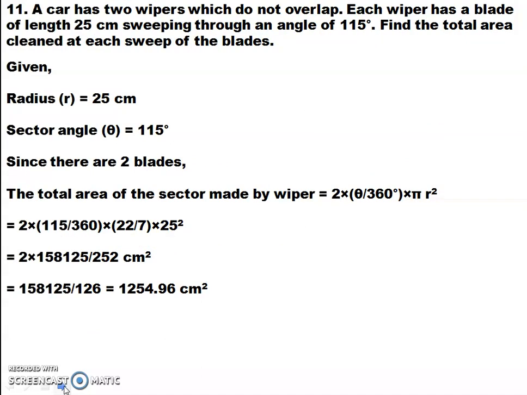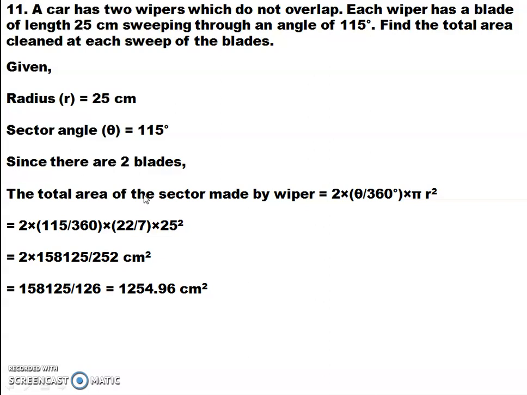Next question. A car has two wipers which do not overlap. Each wiper has a blade of length 25 centimeter sweeping through an angle of 115 degree. Find the total area cleaned at each sweep of the blades. So, the length is taken as radius and this angle is taken as the angle of the sector. Applying the formula.